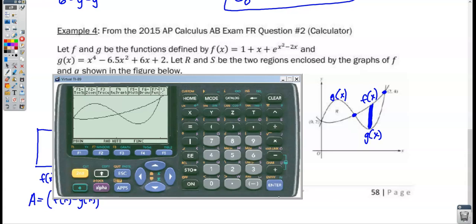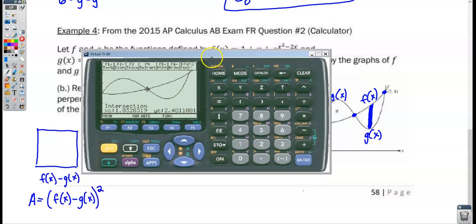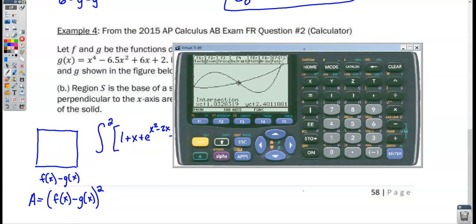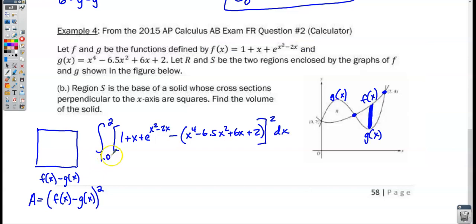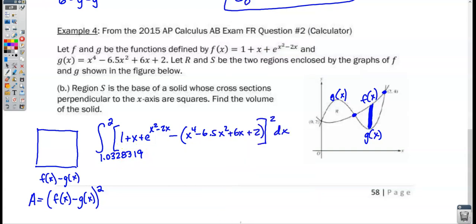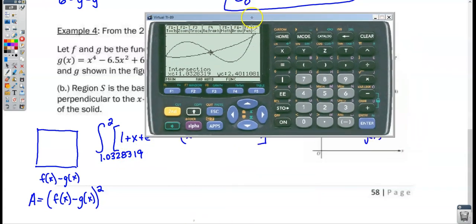There we see that. All right, and now I want to find my intersection of those two curves. First curve, second curve. Move my cursor over. And so the x-coordinate here is going to be my lower limit of integration, 1.0328319.